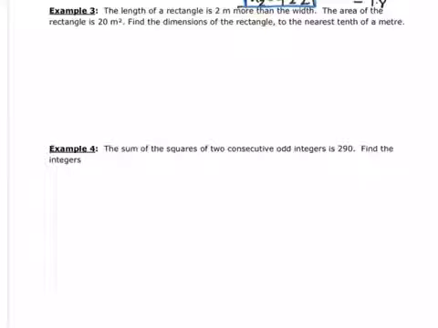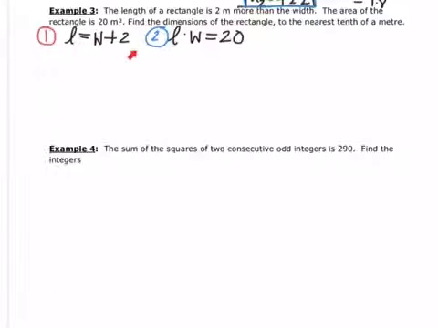First it says that the length of the rectangle is 2 meters more than the width. So that means that the length has to equal the width plus 2. So here's our first equation. Then secondly, it says that the area of the rectangle is 20 meters squared. So our second equation is that the length times the width has to be 20. So we put the pieces of information that they gave us into equations, and now somehow we have to solve for the length and the width.